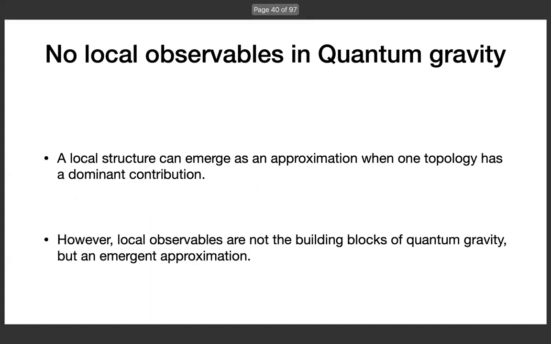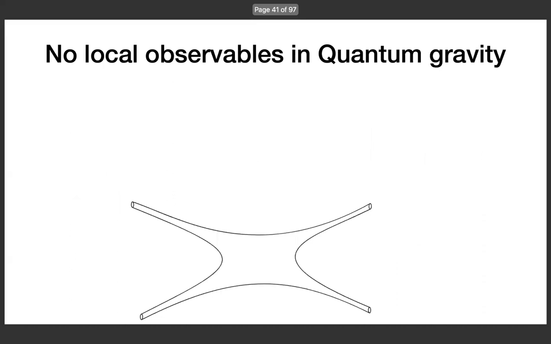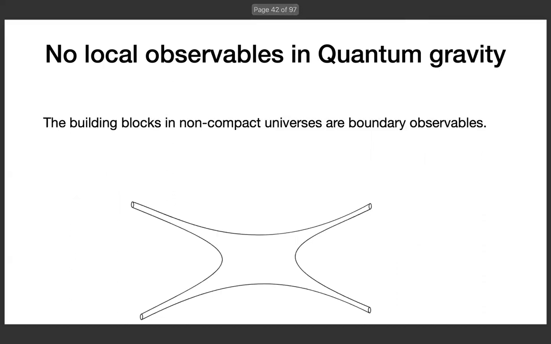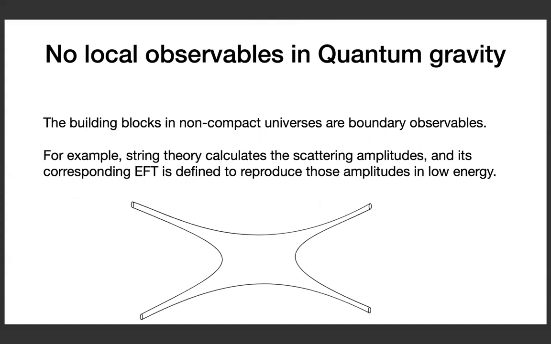Yeah, so when we sum over different topologies, there's one of them that becomes dominant, and then that's what defines what our spacetime is. Okay, but if we don't have local observables, then how do we define a quantum gravity? So usually when we have a non-compact universe, a non-compact spacetime, the way that we define quantum gravity is via some boundary observables. Now, these boundary observables can take different shapes and forms, but that's the thing that quantum gravity gives us, and then we can define effective field theory and all of those based on these boundary observables. For example, string theory gives us these worldsheet amplitudes that by definition are boundary observables. So the output of string theory is always these boundary observables.